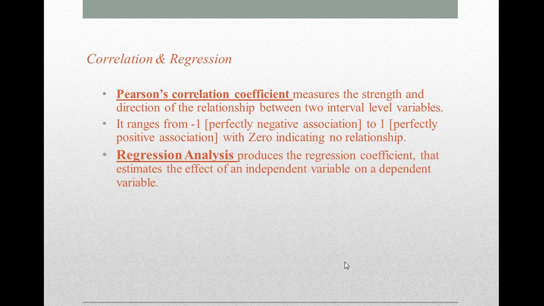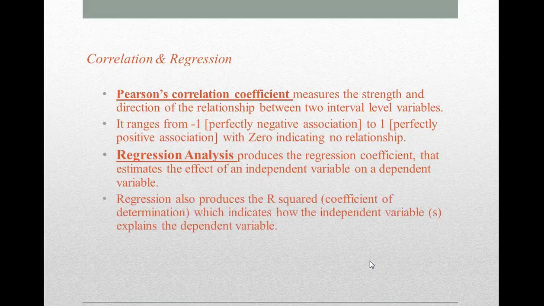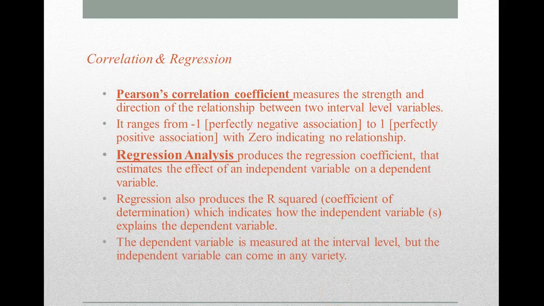Regression analysis produces the regression coefficient that estimates the effect of an independent variable on a dependent variable. Regression also produces the R-square, which is the coefficient of determination. This indicates how the independent variable, or variables, explain the dependent variable. The dependent variable is measured at the interval level, but the independent variable can be in any form, nominal, ordinal, or interval. In this tutorial, we will learn to perform correlation analysis and also how to run bivariate regression and multiple regression. So let us begin.